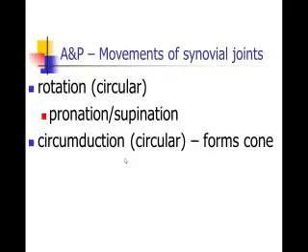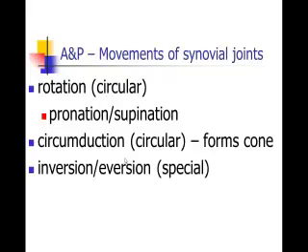Circumduction. Circumduction occurs when we form a cone, the surface of a cone, with part of our body, and it involves a combination of flex, extend, abduct, and adduct. Okay, and we'll talk about that in class. I can demonstrate it better in person than I can describing it, I think.